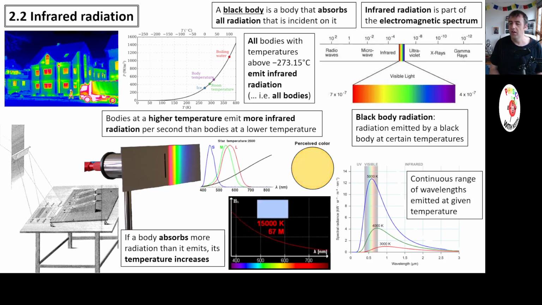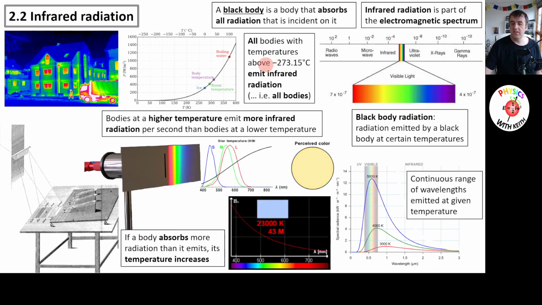It's too cold. Therefore, what we're saying is all bodies in the universe emit infrared radiation. All of them do. This minimum temperature that the universe can possibly reach, by the way, we call absolute zero. Again, that comes up later in your GCSE.